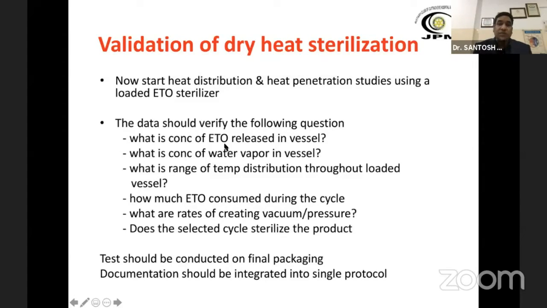What is the concentration of ETO released in the vessel? What is the concentration of water vapor in the vessel? What is the range of temperature distribution? How much ETO is consumed during the cycle? What are the rates of creating vacuum and pressure? And does the selected cycle sterilize the product fully? All these questions need to be answered and documented in the register.